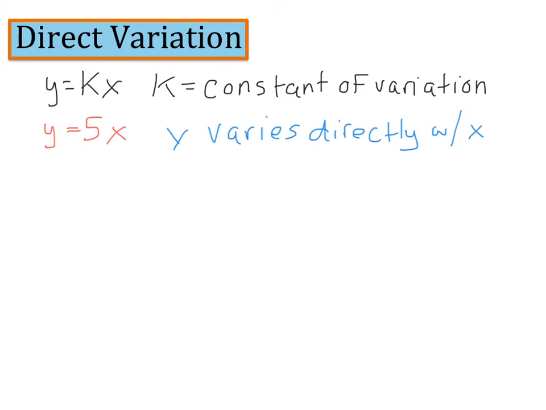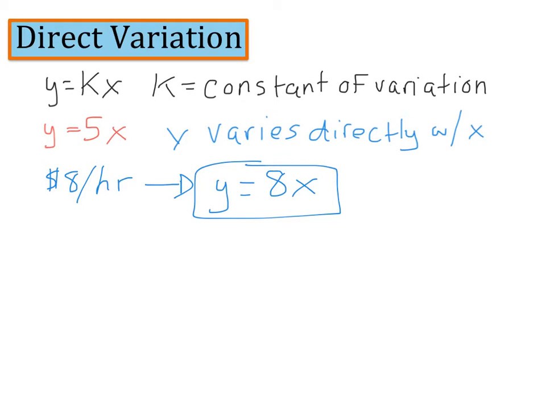There are many examples of two items that vary directly with each other. For example, if you have a job that pays by the hour, the amount of money that you make varies directly with the number of hours that you work. Someone might be making $8 an hour. This could be a direct variation equation where y, the total amount of money you make, varies directly with the number of hours that you work. So this is one example of a direct variation equation.